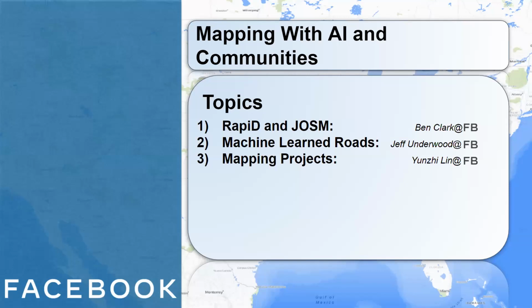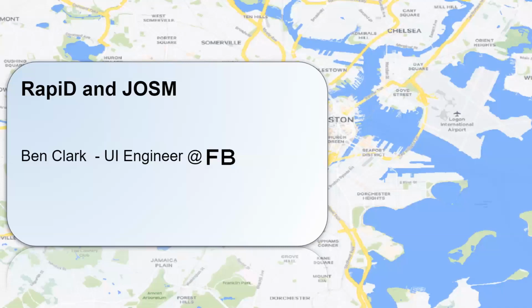Hello, everyone. My name is Benjamin Clark. I'm a developer with Facebook, and a couple of my compatriots here and I are going to talk a little bit about some of the data that Facebook has endeavored to provide all of these great organizations that are trying to map the world. So I work on user interfaces here, specifically on a version of the iD editor that Facebook maintains that we call Rapid.